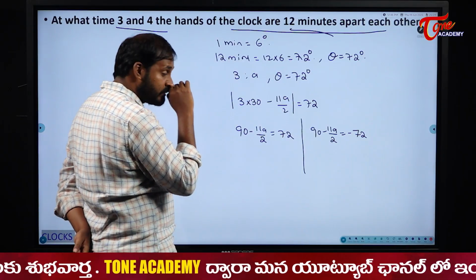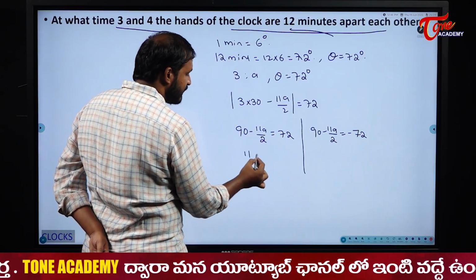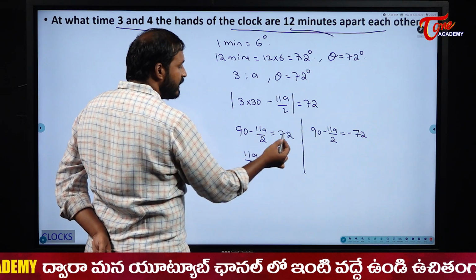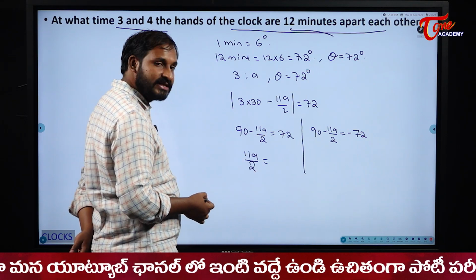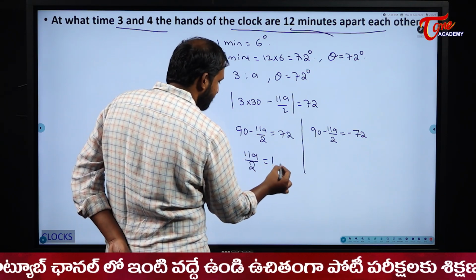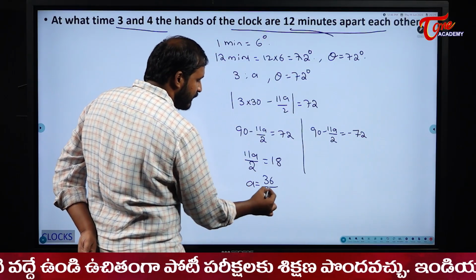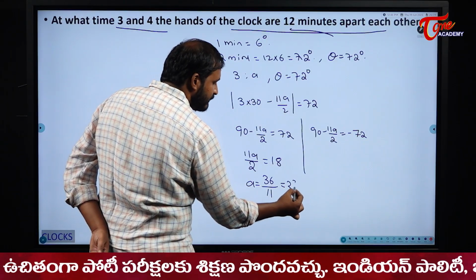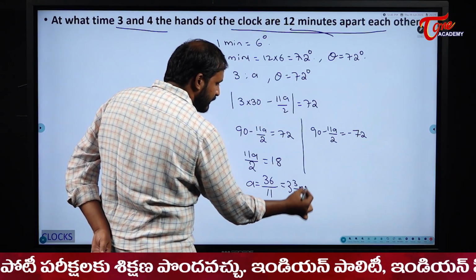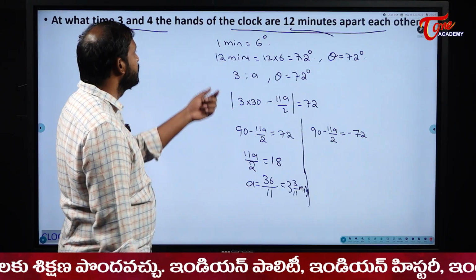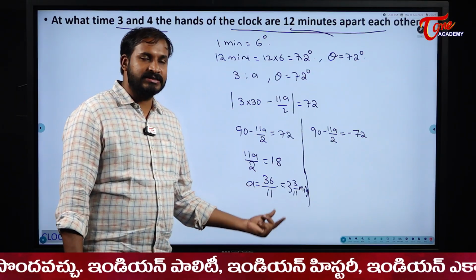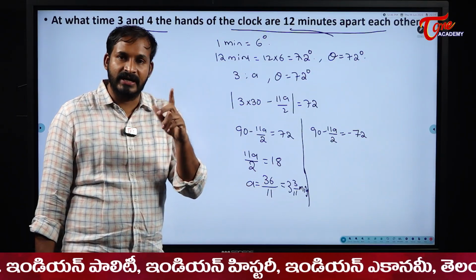Now, what will happen here, students? When I send 11a by 2 to that side and 72 to this side, it becomes 90 minus 72. What is 90 minus 72, students? 18. So a value will become 36 by 11, so it will become 3 by 11 minutes. That means at 3 o'clock 3 by 11 minutes, the two hands of the clock will be 12 minutes apart from each other.